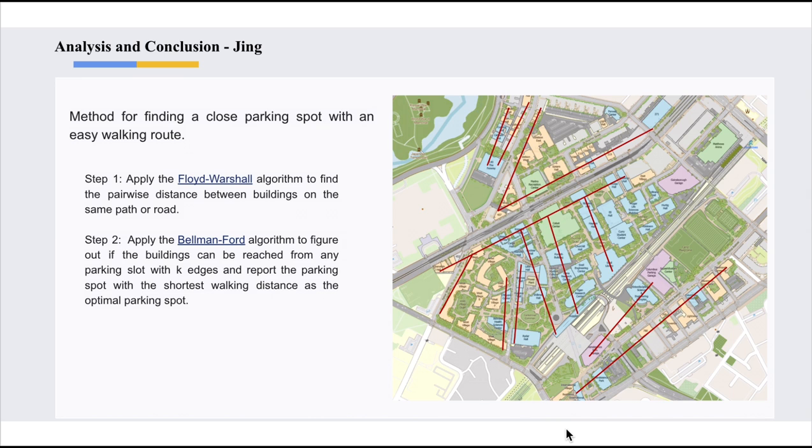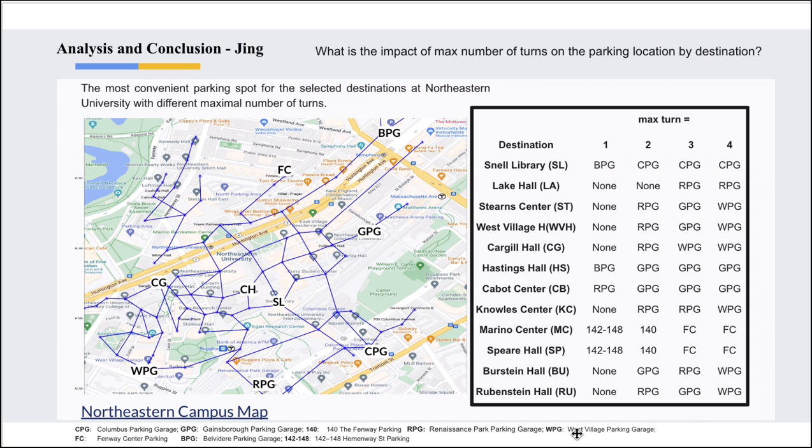Then I can apply the Bellman-Ford algorithm to figure out if the buildings can be reached from any parking slot with at most k edges, and report the parking slot with the shortest walking distance as the optimal parking spot. If you are not familiar with these two algorithms, feel free to check the Wikipedia page by clicking the hyperlinks.